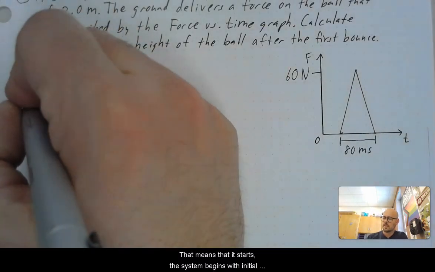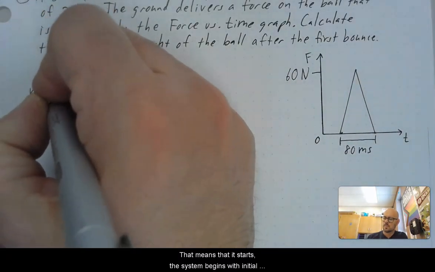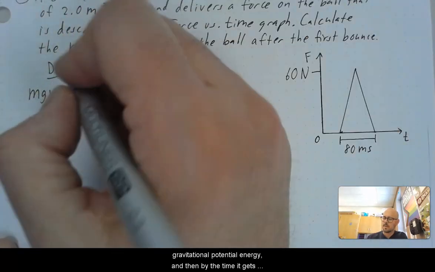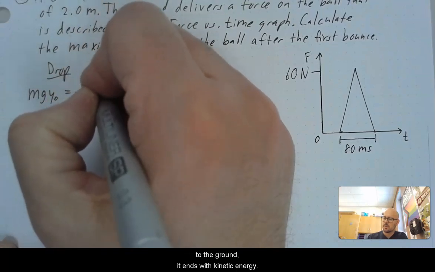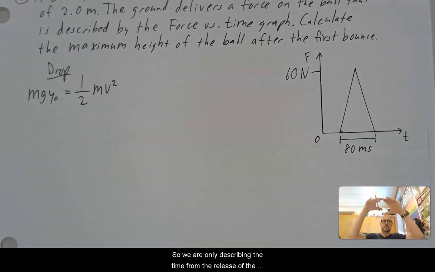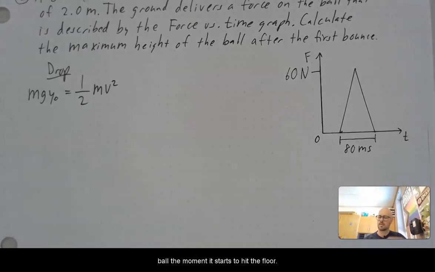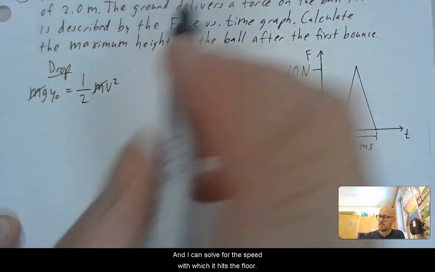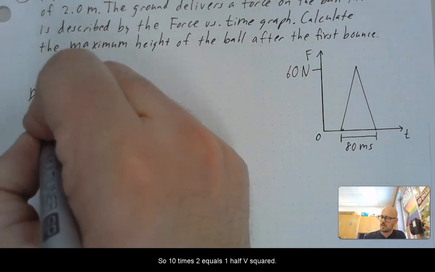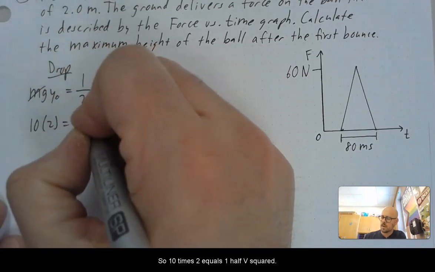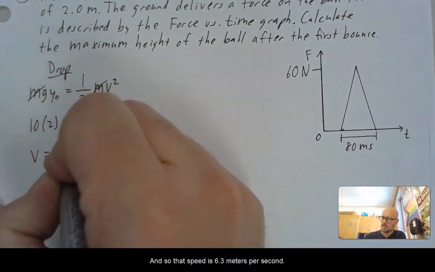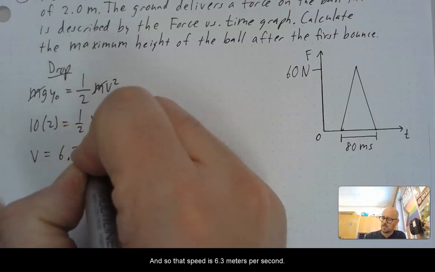That means that the system begins with initial gravitational potential energy, and then by the time it gets to the ground, it ends with kinetic energy. So we are only describing the time from the release of the ball to the moment it starts to hit the floor. And I can solve for the speed with which it hits the floor. So 10 times 2 equals 1/2 v squared. And so that speed is 6.3 meters per second.